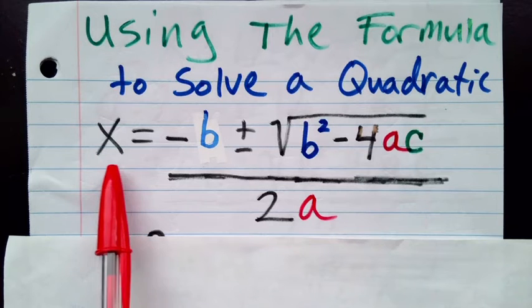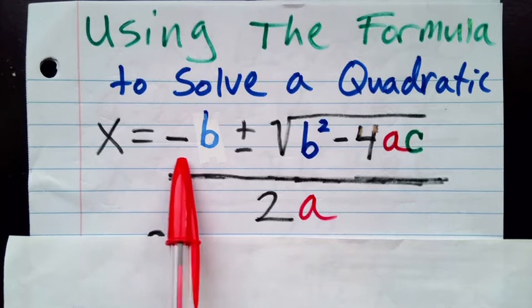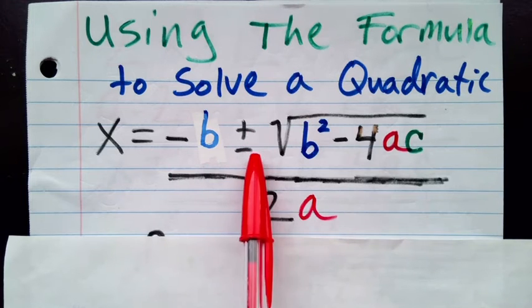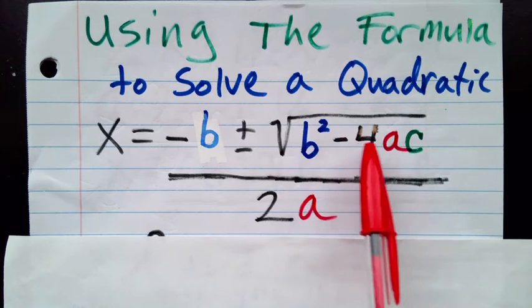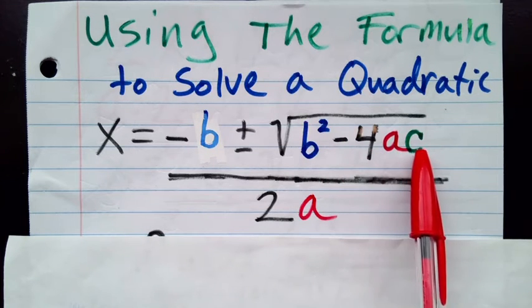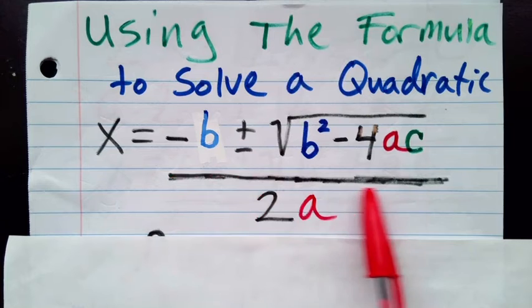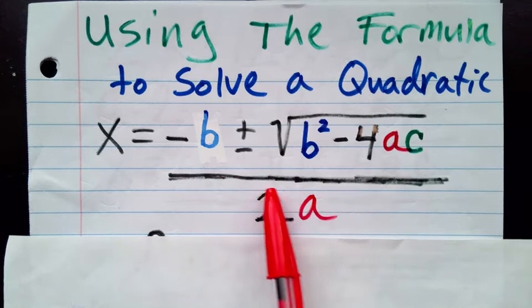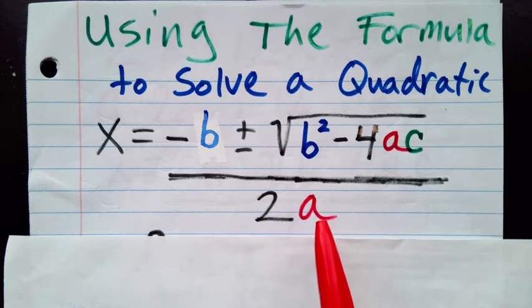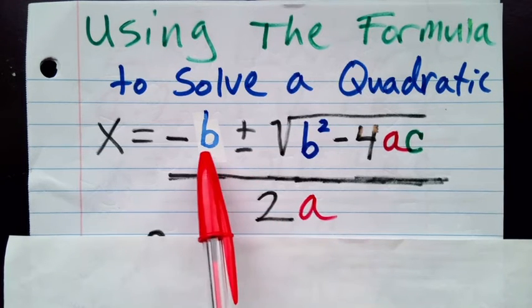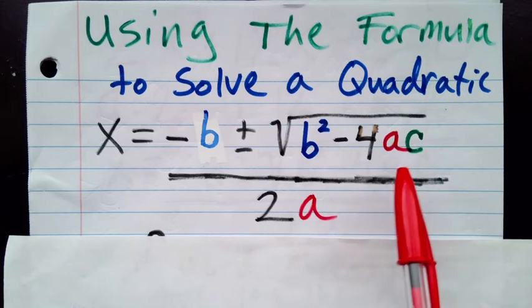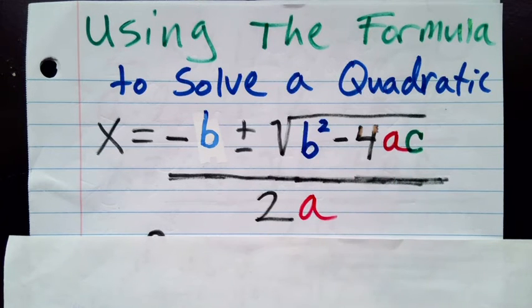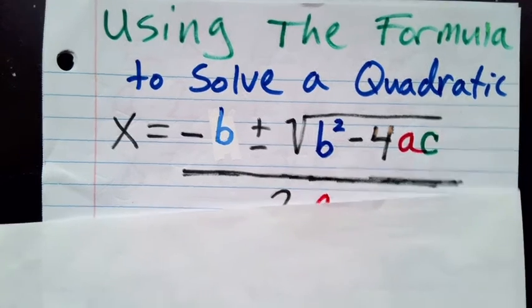So the formula is x equals negative b plus or minus the square root of b squared minus 4 times a times c, all divided by 2 times a. Now, you need to understand, given an equation, what values represent the b's, the a's, the c, so you can substitute them into the formula. So let's take a look at that now.